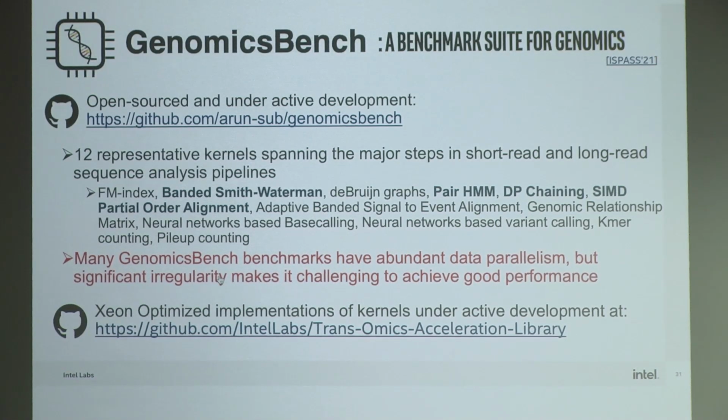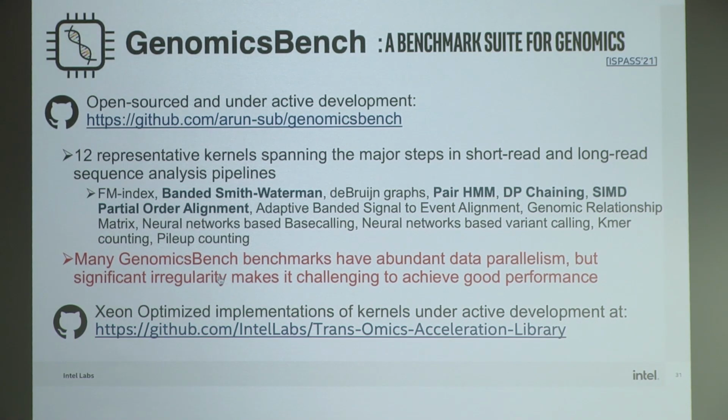So with that, I'll talk about what else we did. We created a benchmark out of the OpenOmics studies. This benchmark is useful if you want to evaluate how good any architecture is for genomics workloads. This is GenomicsBench.